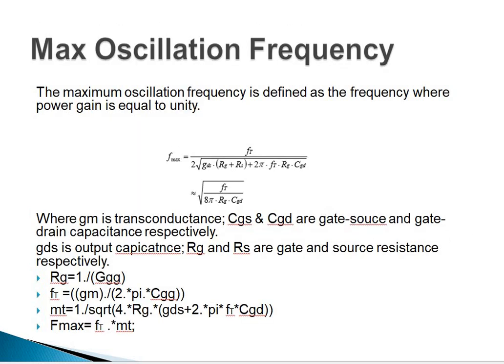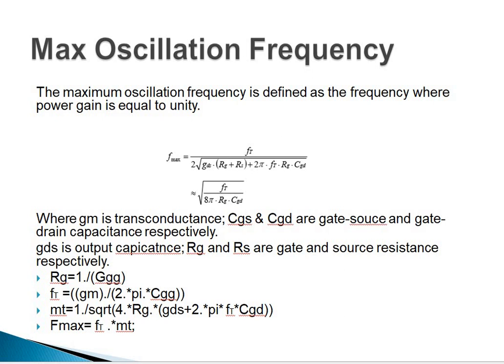And last but not least, maximum oscillation frequency, F maximum. The maximum oscillation frequency is defined as the frequency where the power gain is equal to unity, and the formula for F maximum is equal to cutoff frequency divided by 2 times the square root of GDS times (RG plus RS) plus 2 pi cutoff frequency RG times CGD. Its approximate value is equal to the square root of cutoff frequency divided by 8 pi times RG CGD, where GM is the transconductance, CGS and CGD are the gate source and the gate drain capacitance respectively.